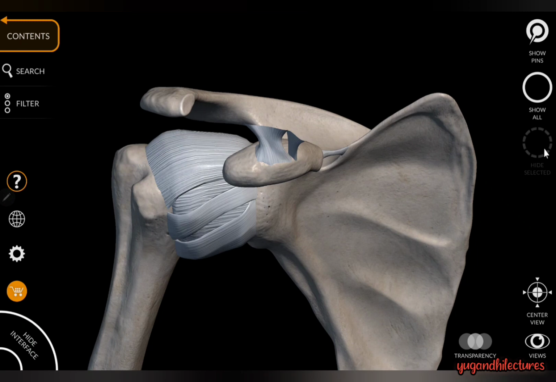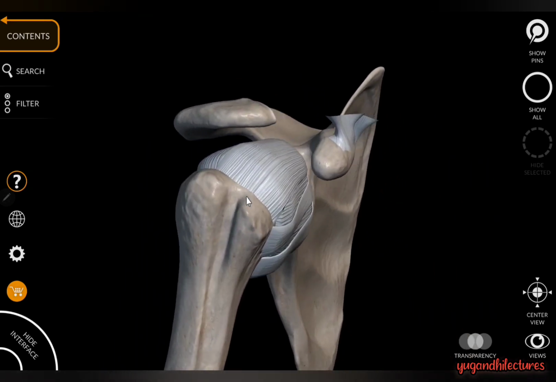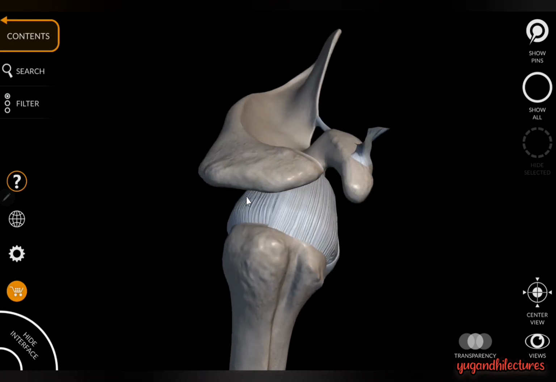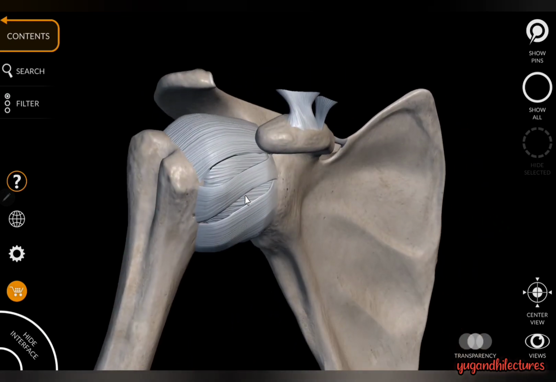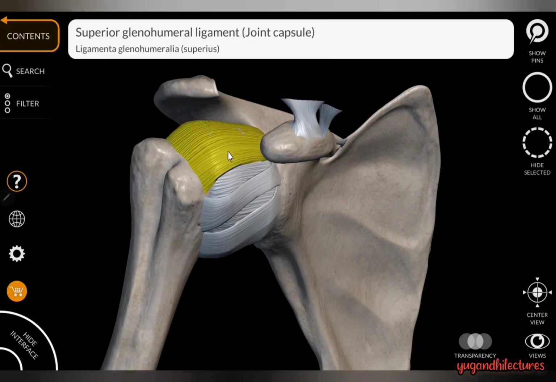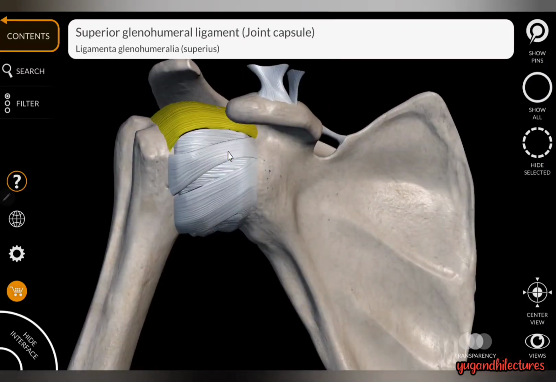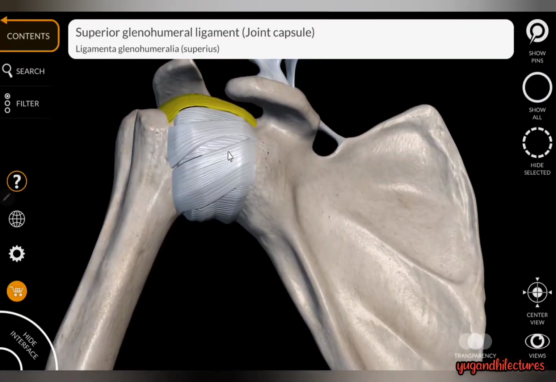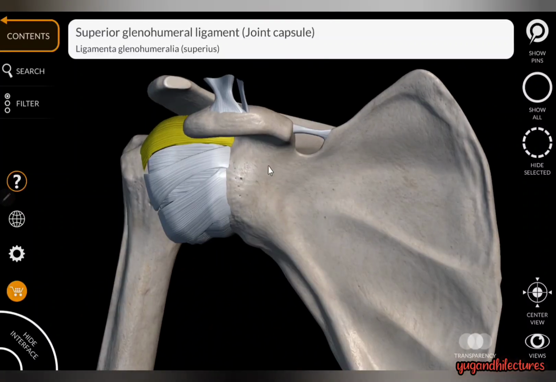In this video we are not going to see the acromioclavicular ligament or coracoclavicular ligament, because we are just pointing out the ligaments of the shoulder joint. The next one is the glenohumeral ligaments. This is the superior glenohumeral ligament. These glenohumeral ligaments are mainly useful for providing strength to the joint capsule in the anterior portion.